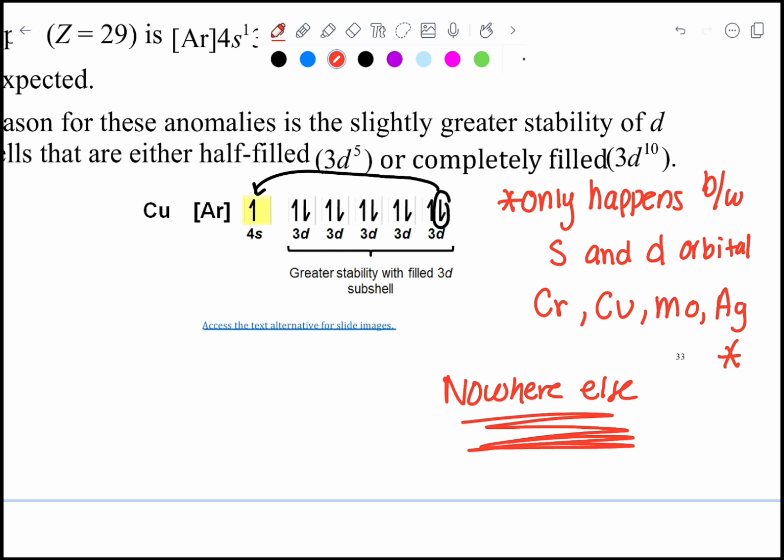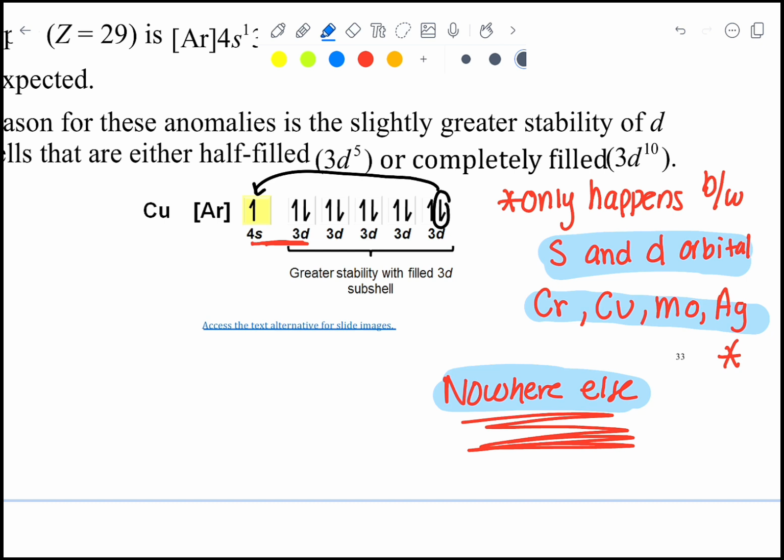This only happens because, if you remember, when we started to mix those energy levels between s and d, okay, when we went from 4s to 3d, they're very close in energy. So those energy levels are close enough that they can exchange these electrons to be more energetically favorable. It only happens between the s and the d. It does not happen anywhere else. No other electrons will do this. No other orbitals will do this. Just s and d orbitals, and only for specifically chromium, copper, molybdenum, and silver. That is it. Nowhere else. So you just have to remember those 4. It's not happening anywhere else.